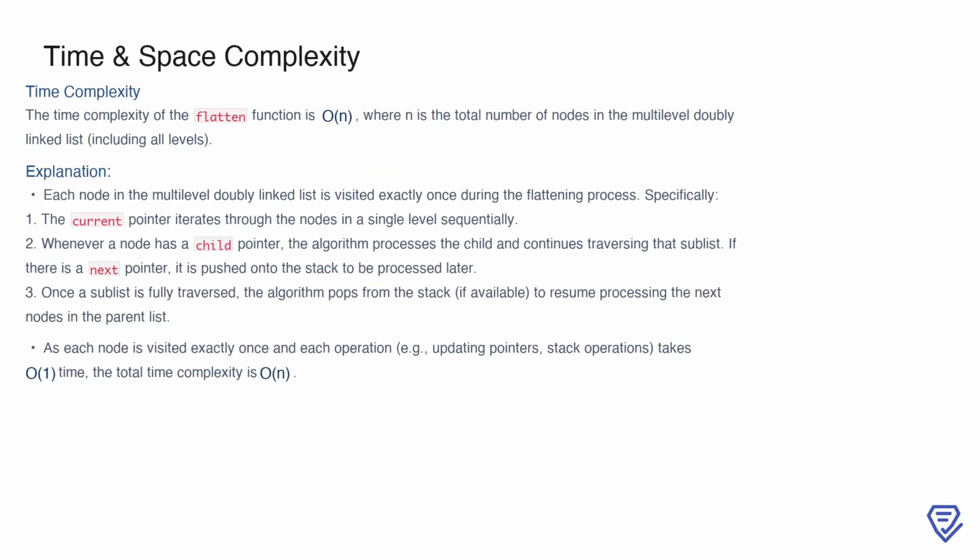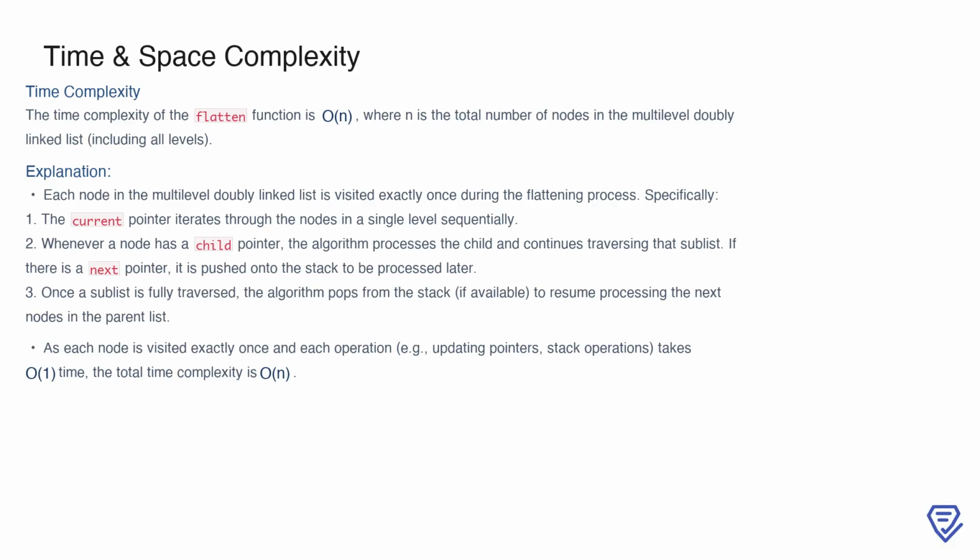The time complexity of the flatten function is O(n), where n represents the total number of nodes across all levels of the multilevel doubly linked list. This is because the algorithm ensures that each node is visited exactly once during the flattening process. To understand this, consider how the algorithm works.